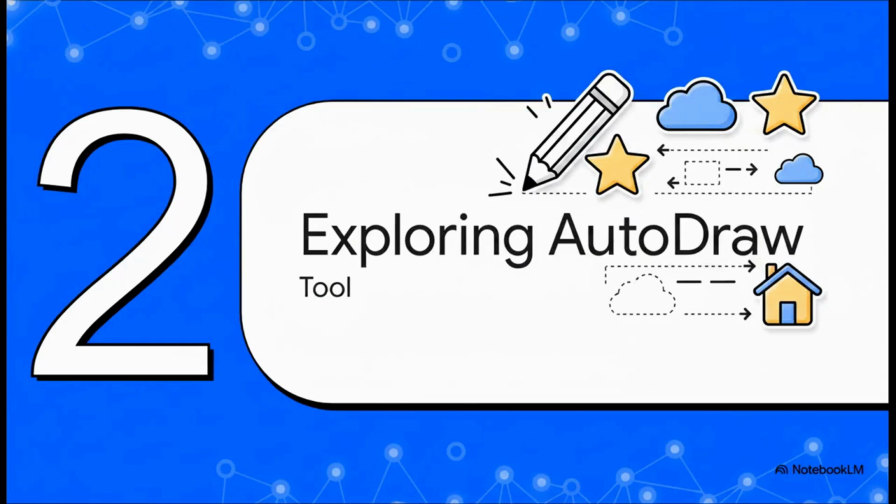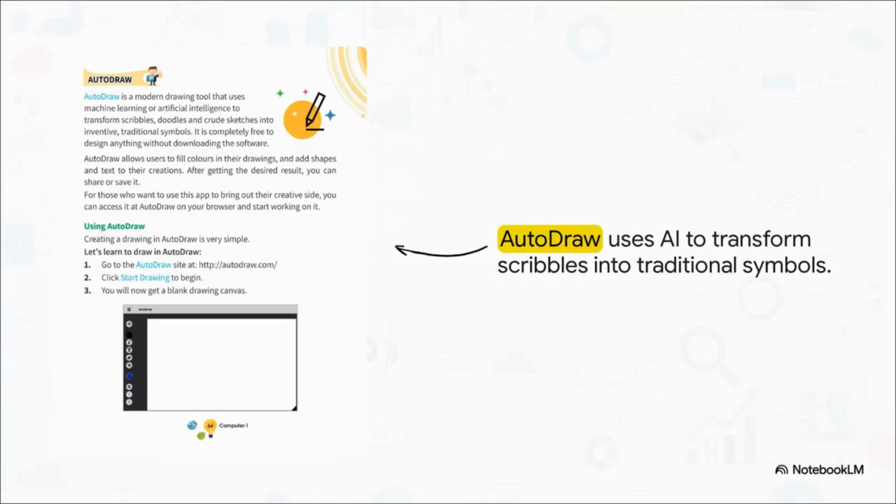Moving right along to section 2, exploring the auto-draw tool. The book highlights this really cool, totally free program called AutoDraw. Basically, AutoDraw is a modern drawing tool that uses machine learning, which is a branch of artificial intelligence, to transform your everyday scribbles, doodles, and, let's face it, crude sketches into really polished traditional symbols. So the big takeaway here is that it's not just a blank digital canvas. It's a smart canvas that is actively trying to figure out what you want to create, all without you having to download any clunky software.